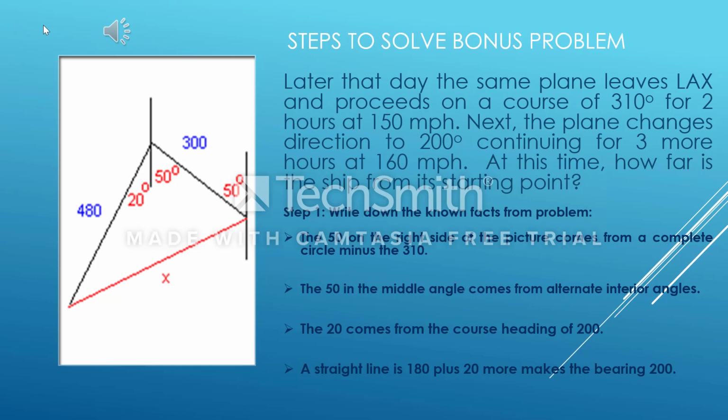Step 1: Write down the known facts from the problem. The 50 on the right side of the picture comes from a complete circle minus the 310. The 50 in the middle angle comes from alternate interior angles. The 20 comes from the course heading of 200. A straight line is 180, plus 20 more makes the bearing 200.